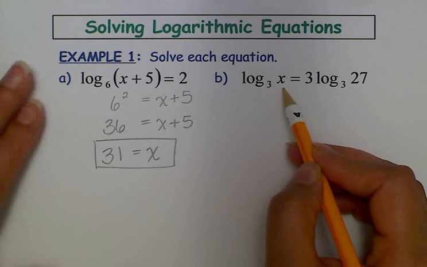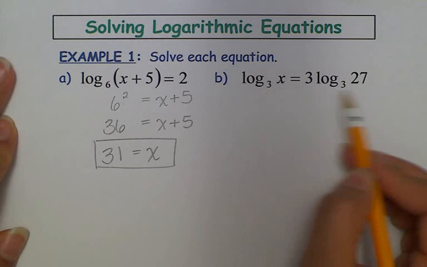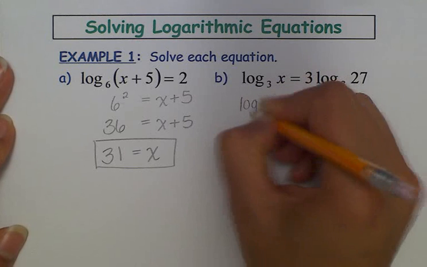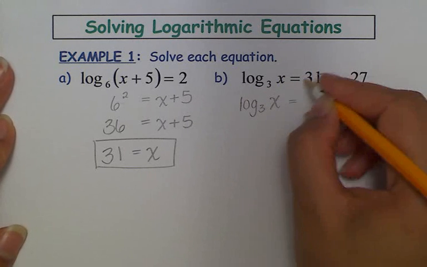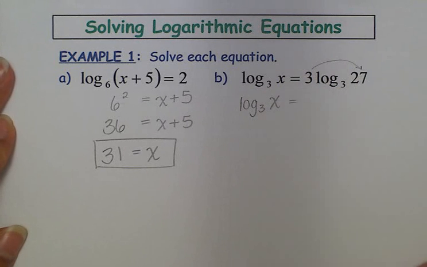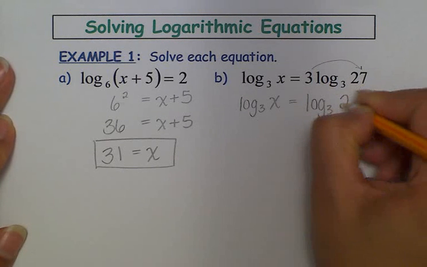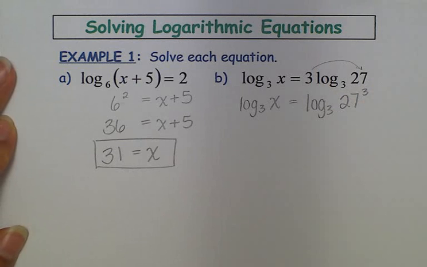Instead, what I'm going to do is rewrite the right-hand side using the power law. I'm going to take the coefficient of the logarithm and write it as the exponent on 27 instead. So I can rewrite this as log base 3 of 27 to the exponent 3, using the power law of logarithms.